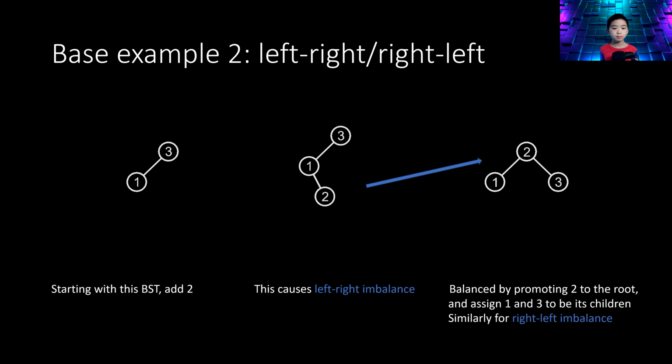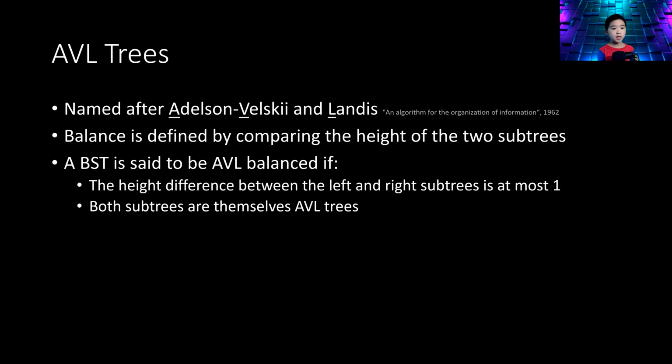So far, I haven't formally defined what an AVL tree is, but we'll do it right here. AVL trees are named after two mathematicians, with the first letters of their last names, A, V, and L. As I mentioned before, depending on how many nodes the tree has, its left and right subtrees may not have the exact same height.